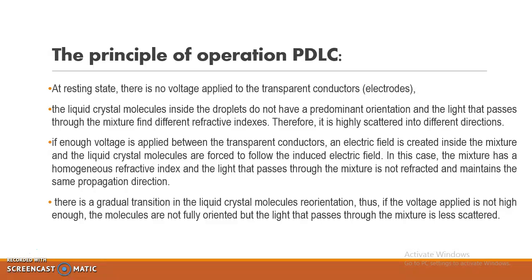If enough voltage is applied between the transparent conductors, an electric field is created inside the mixture, and then the liquid crystal molecules are forced to follow the induced electric field. In this case, the mixture has a homogeneous refractive index, and the light that passes through the mixture is not refracted and maintains the same propagation direction. Thus, there is a gradual transition in the liquid crystal molecules' reorientation. If the voltage applied is not high enough, the molecules are not fully oriented, but the light that passes through the mixture is less scattered.